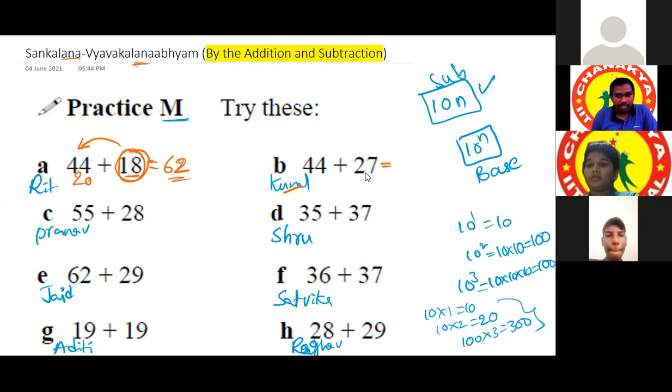Here the approach is, instead of adding 27, add 30. So 30 plus 44 is 74. Because we have added 3 extra, we need to remove the 3. 74 minus 3 will be 71. So that is also a correct way.